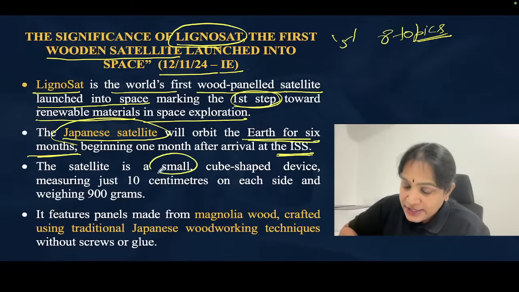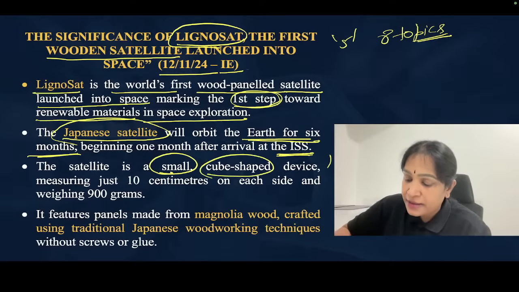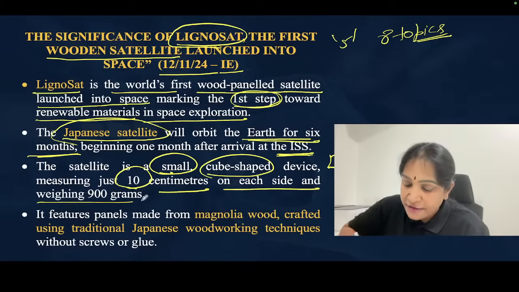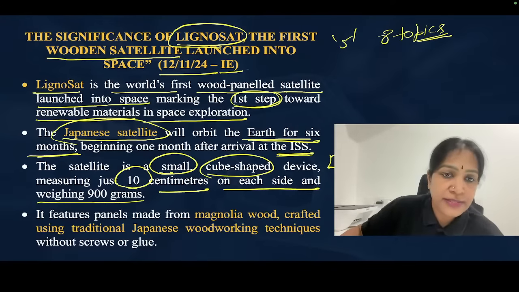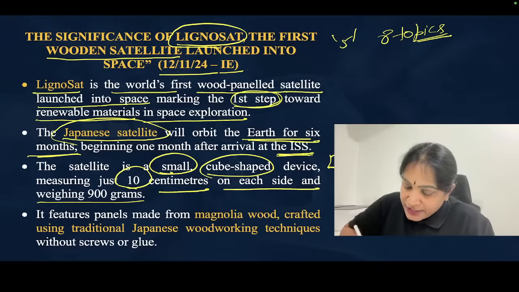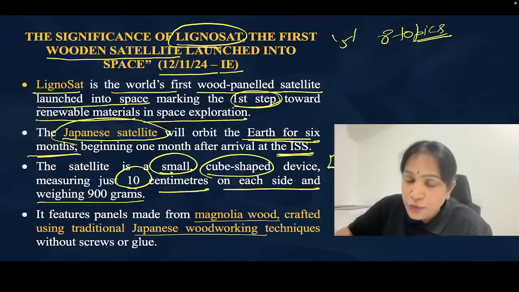It is a small cube-shaped device measuring 10 centimeters on each side, weighing 900 grams. I hope you all are following. It features panels made of magnolia wood, crafted using traditional Japanese woodworking.